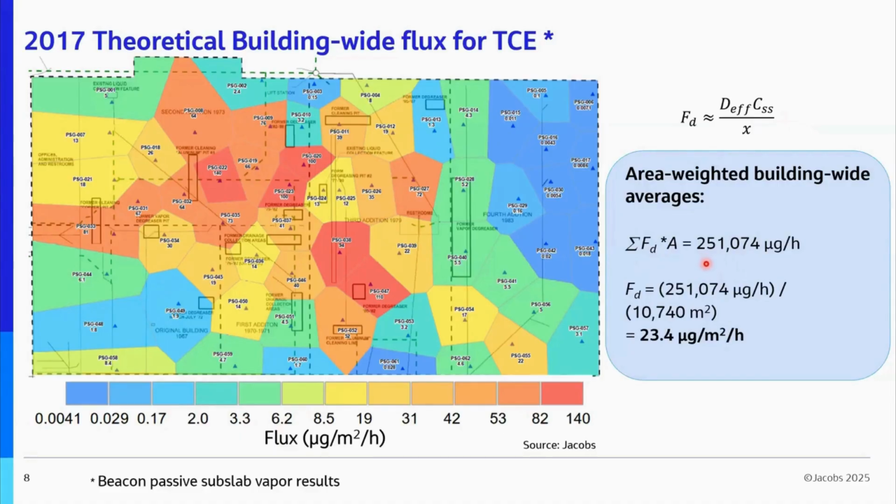That seems like a pretty big number, 250,000 micrograms per hour, when we usually measure things in micrograms per cubic meter in indoor air. So we'll see how that comes out later in the presentation. But for flux, really, we want it on a per square meter basis. So when you divide this by the total building footprint, the theoretical flux into this building was 23.4 micrograms per square meter per hour.